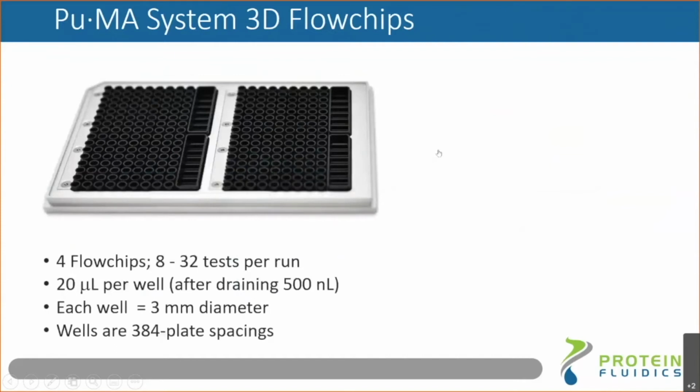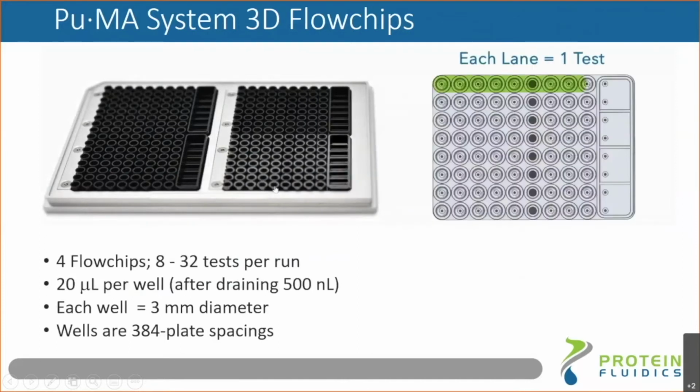At the heart of the system is our 3D Flowchips. Now this looks a lot like a 384 well plate with a whole bunch of wells here, but it really is a set of 4 independent Flowchips, and each Flowchip has 8 lanes, each lane being 1 test. So you have 8 tests in 1 Flowchip, and then 32 tests total in the holder here.